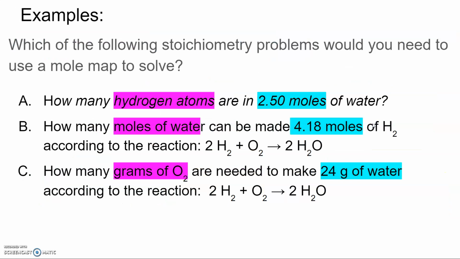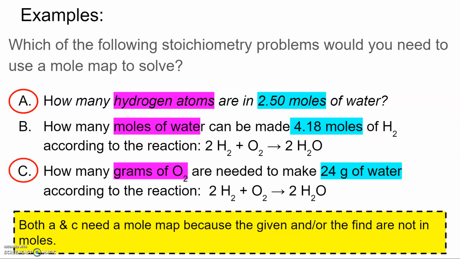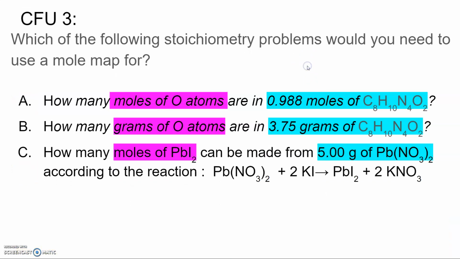Okay, so which of the following stoichiometry problems would you need to use the mole map to solve? And these are the same problems we saw before. As you can see here, A and C, we needed the mole map because, again, the given and the find are not in moles. You need both to be in moles in order for you not to use the mole map.